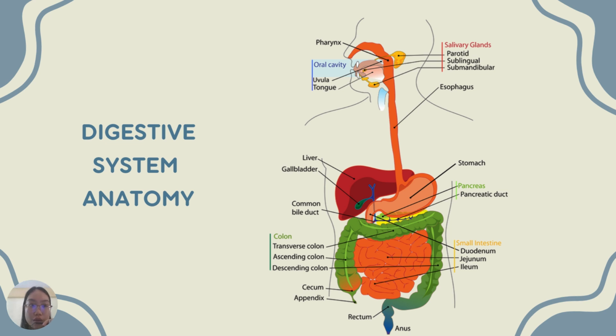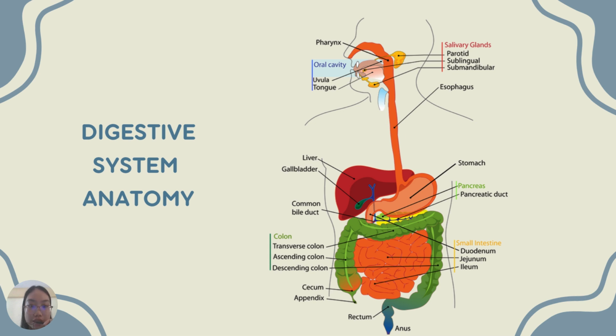Before we get into our topic today, first we need to know what the digestive system anatomy is. As we can see, the first one is the pharynx, then the salivary glands that contain the parotid, sublingual, and submandibular glands. Then we have the oral cavity, which consists of the uvula and the tongue. Next we have the esophagus, liver, the gallbladder, and the common bile duct.